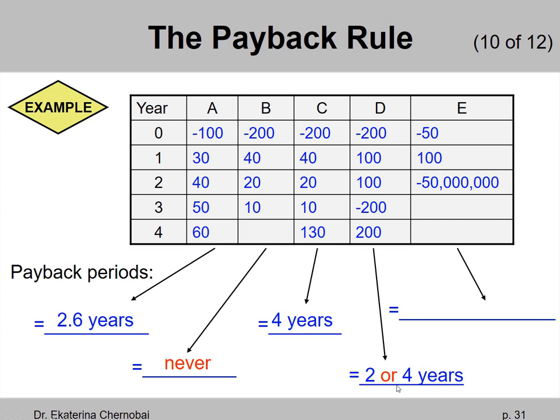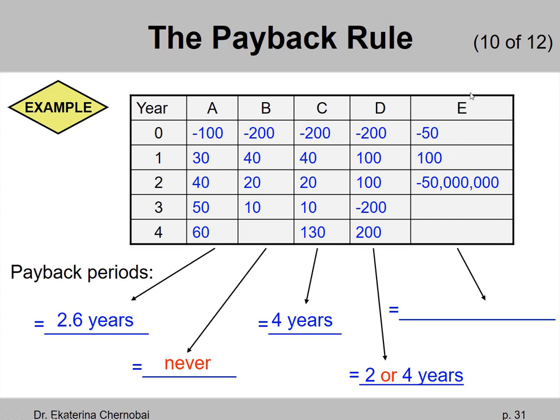What do we do? On the one hand, the actual payback period of 2 years is less than the 3-year cutoff, so the project should be accepted. But on the other hand, it also does not pay back until 4 years, so it should be rejected, which means we cannot use this approach when we have multiple payback periods. It may become a problem.